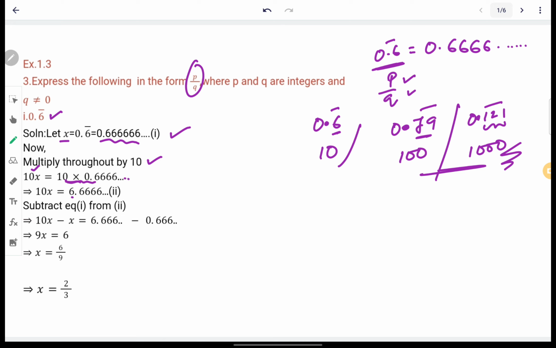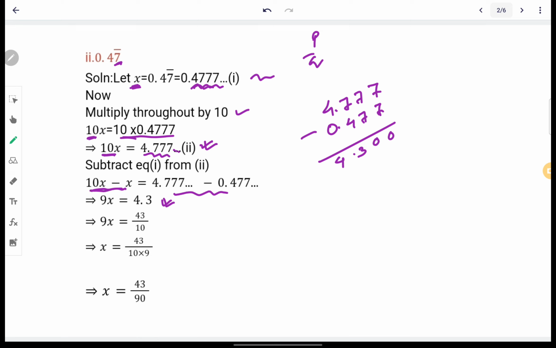Okay, once you're done with that, we'll subtract equation 1 and 2. So left hand side 10x minus x, then right hand side minus right hand side, right? So this is what we're going to get. Okay, so if we subtract 4.777 by 0.477, subtraction, okay, 0 0, 7 minus 4 is 3, and then 4, so we're going to get 4.3. Of course, 10x minus x, we're going to get 9x.